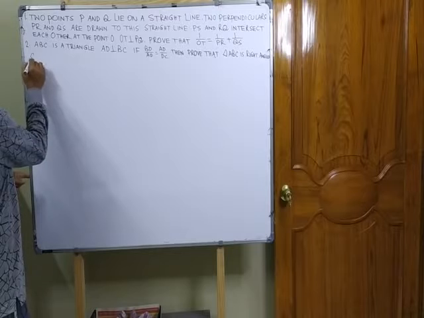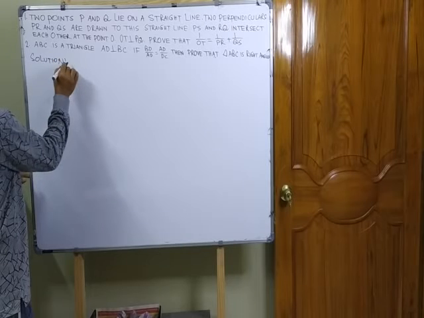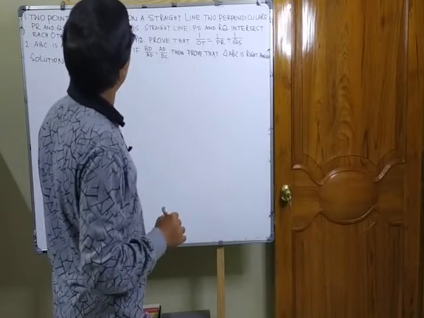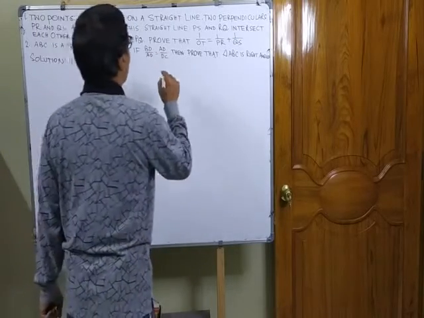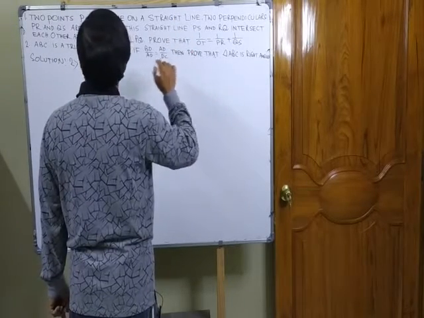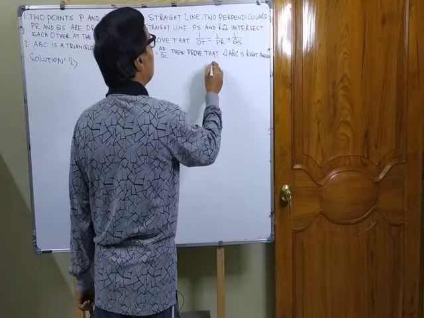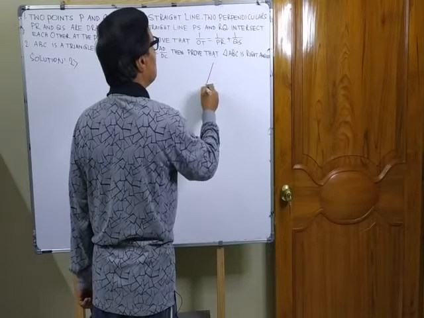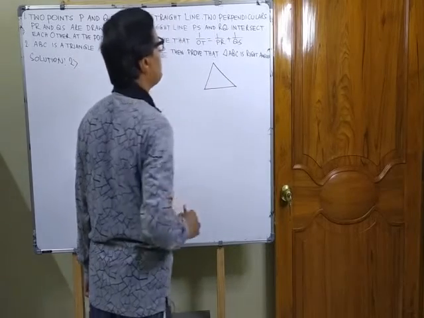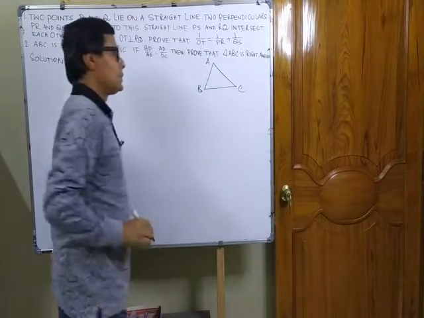Here also we shall draw the diagram. Diagram is to be drawn. That is, ABC is a triangle. We can draw the triangle ABC. This is the triangle ABC.